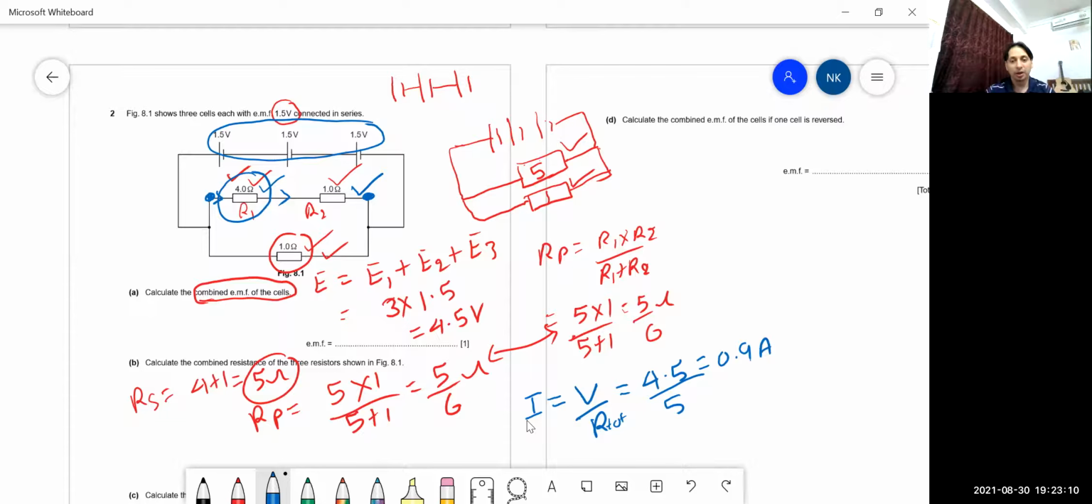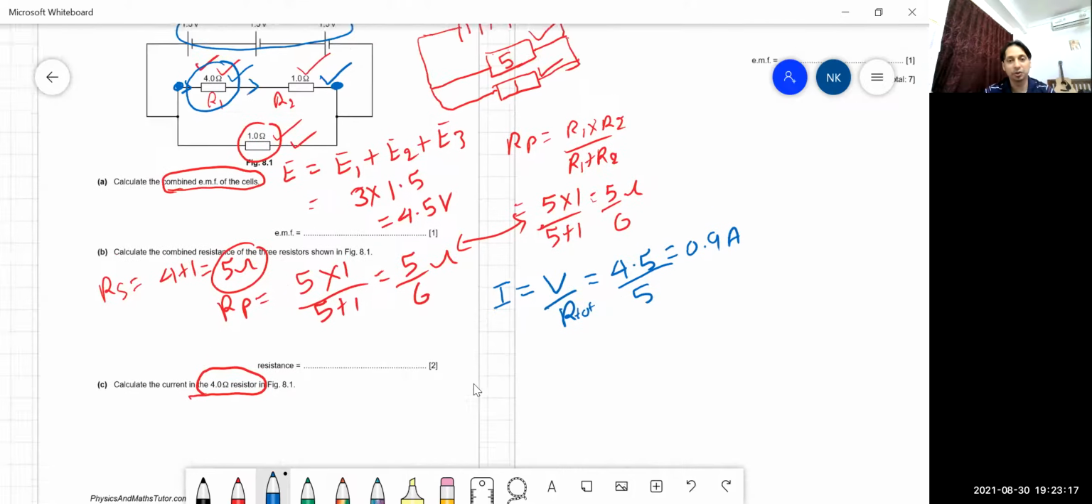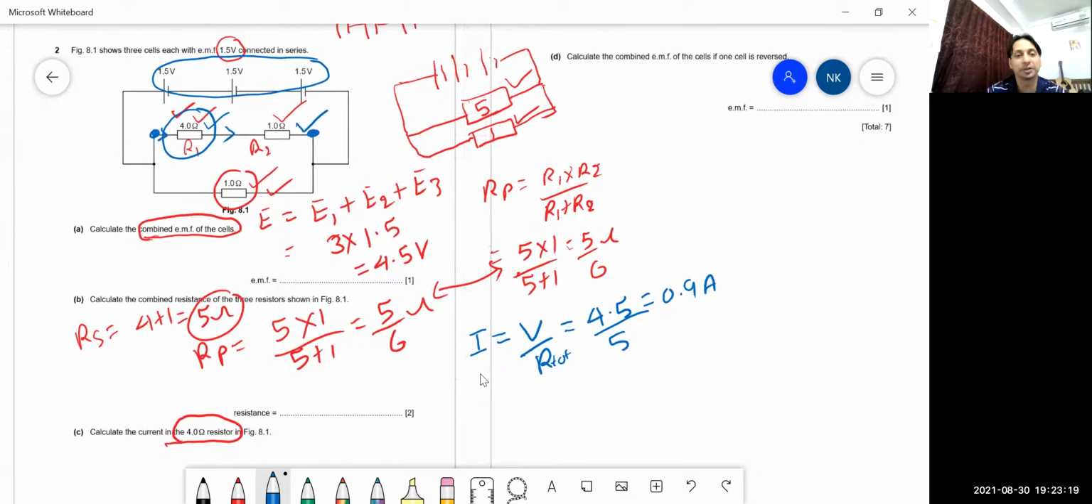So after finding this result children, suppose this question is not given here in this PDF file, but suppose I say you also have to calculate the current passing through the resistor which is in parallel, that is the 1 ohm resistor in parallel. So how will you calculate? How will you calculate, my dear children, the current passing through the resistor which is in parallel? Again the same formula, I is equal to V divided by R.